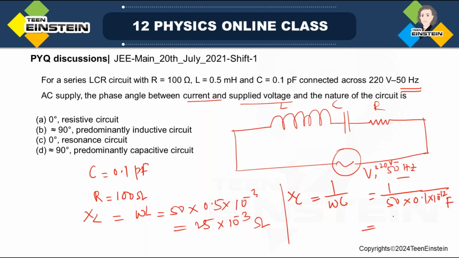This I can actually write as, so this I can multiply here, one more 10 from here, and this will be 10 to the power 11. This is having ohm unit. So this will be actually 2 into this. So look then, XC is much greater than XL as well as R.